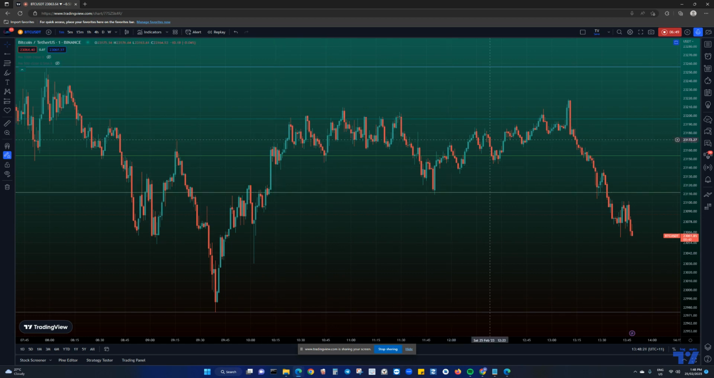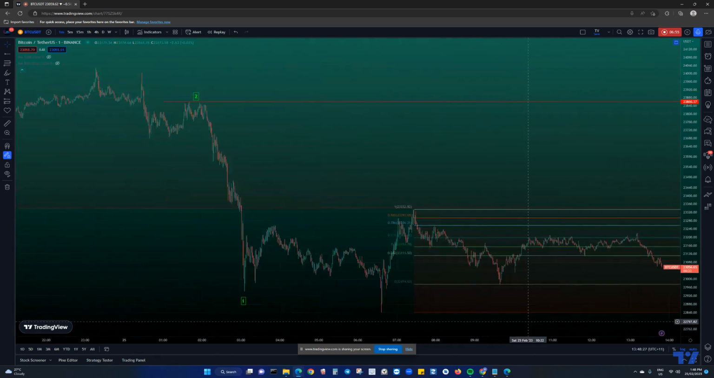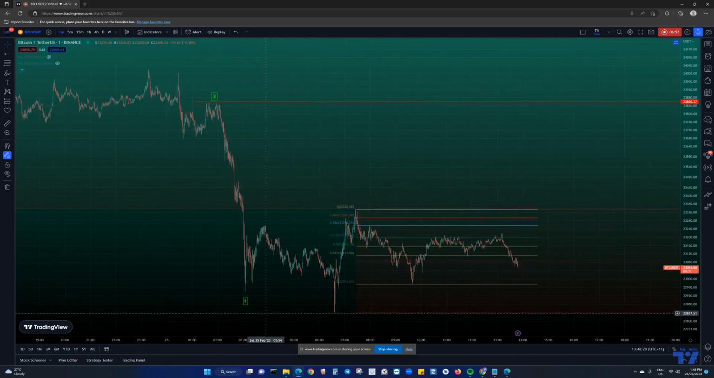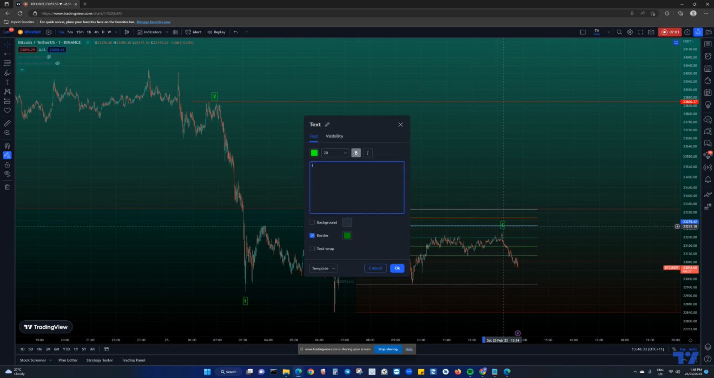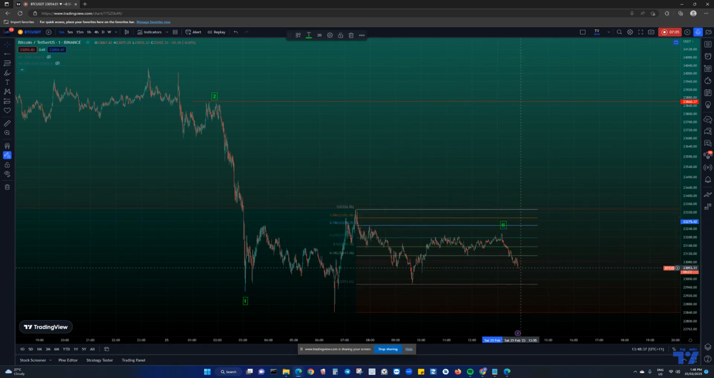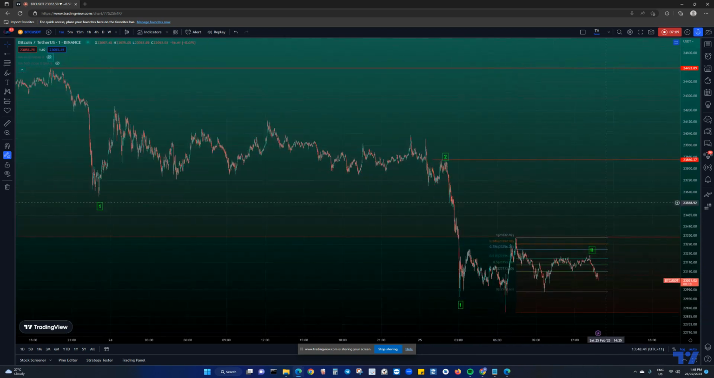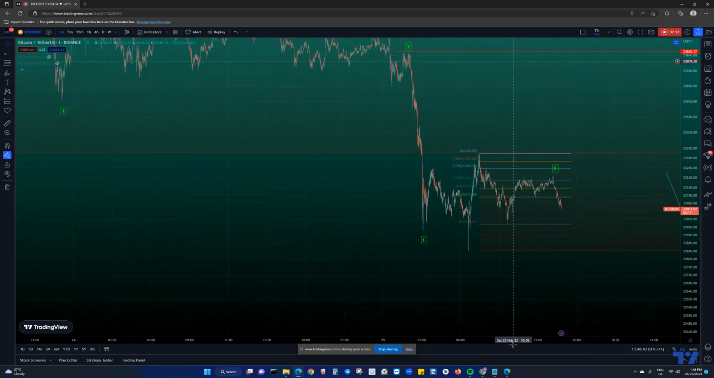Look at that ending pattern there. This could be E right here. We could be about to just slam down, right? If that's the case, that's wave 2 right there. Getting sharper, it wouldn't surprise me one bit. So short from here, yeah, short from here.